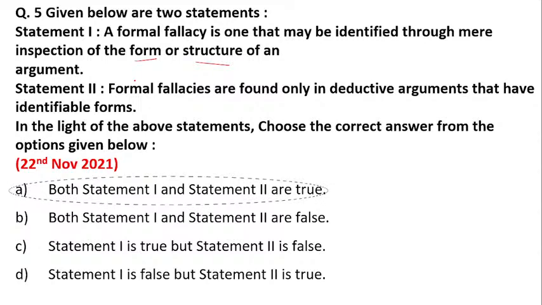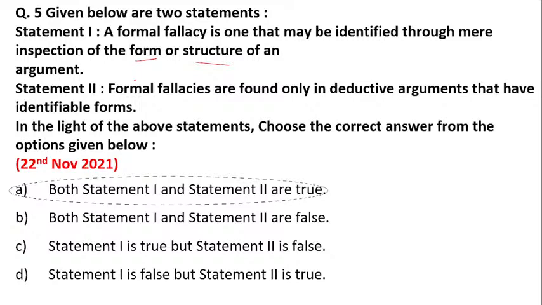So here both the statements are true. Formal fallacies are found in deductive arguments, students. So these fallacies that we are talking about are found in deductive arguments. So both of the statements are correct. The question number 5, right answer is option A.